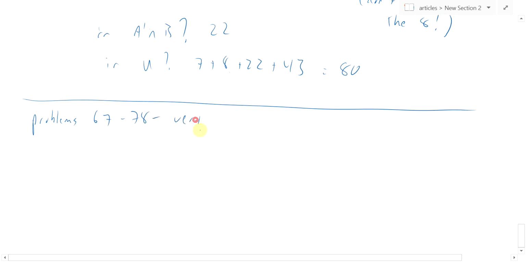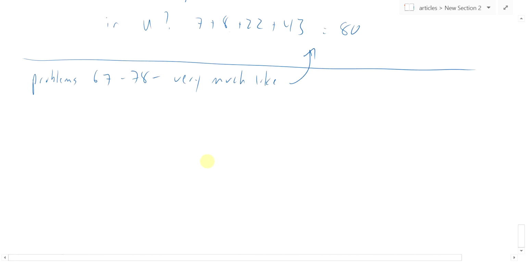This is very much like the part we just did, right? Except you have to set up the Venn diagram first. So here's a similar example to 67 through 78. They're all dealing with the same Venn diagram.